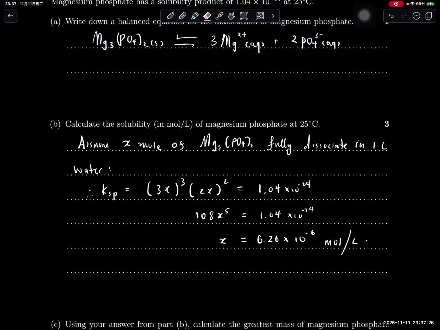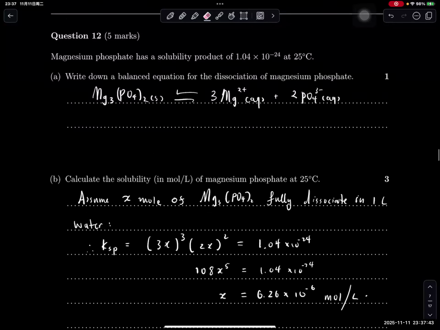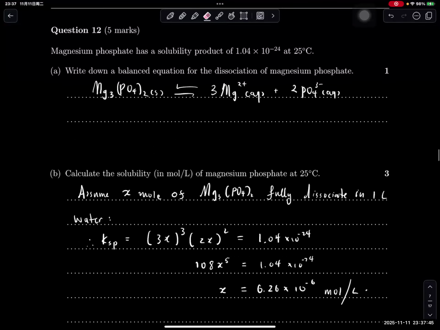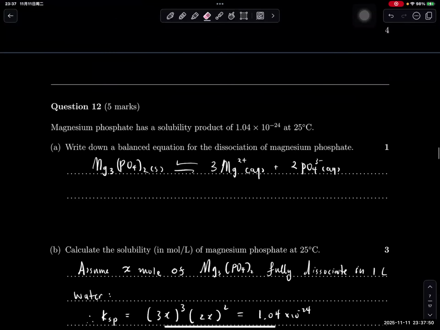You end up getting a degree 5 polynomial for x, without any other lower order terms. Just simply solve for x with your Ksp. You can get the Ksp value from the formula sheet, or it's given in the question. I'm pretty sure when I wrote this question, that number is the number I read from the formula sheet, so it's the same thing. In the actual exam, they don't have to give you this number. You're supposed to just look it up for yourself.